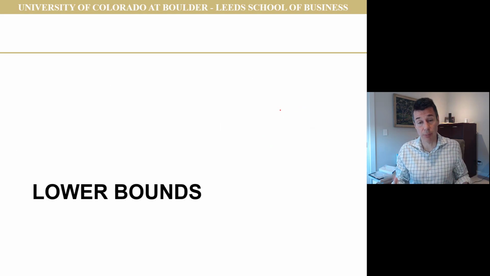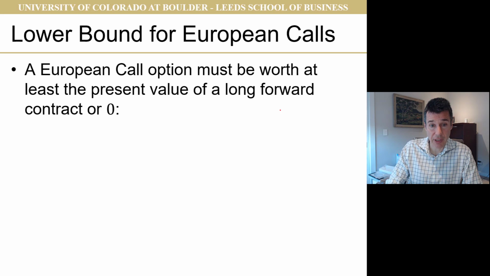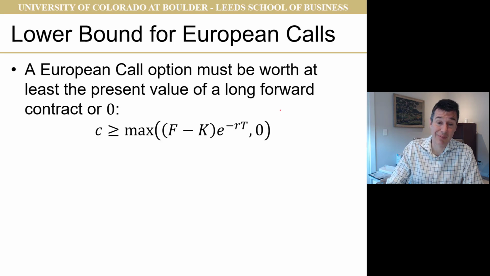All right, we have lower bounds. Just like upper bounds, we have lower bounds, the minimum option prices. So a European call option must be worth at least the present value of long a forward contract or zero, which is a little bit of a mouthful. Mathematically, the European call option is bigger than or equal to the maximum of (F minus K)e^(-rT). That's the present value of long a forward contract, or zero.